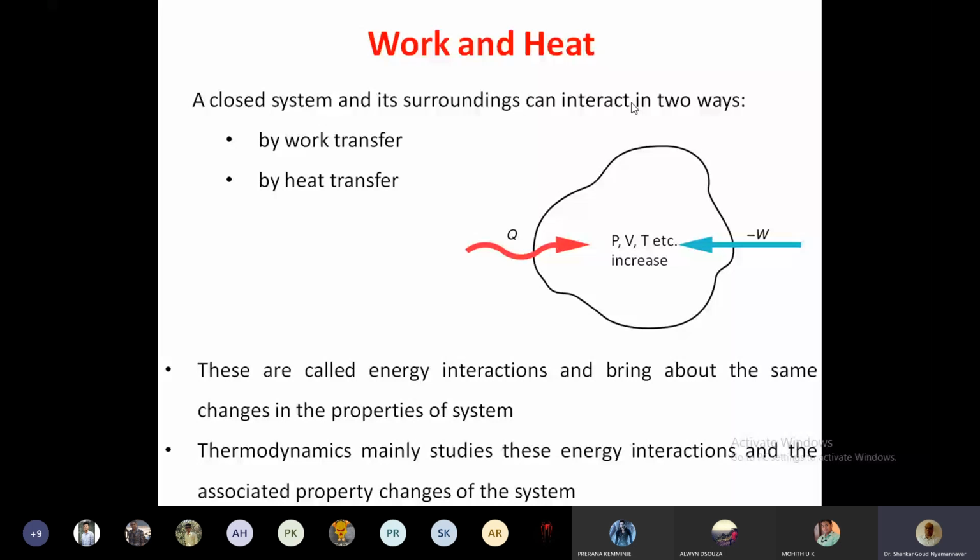And these are called energy interactions. Both work and heat are called energy interactions and bring about the same changes in the properties of the system. So thermodynamics mainly studies these interactions and the associated property changes of the system. That's what we said. Thermodynamics is basically the study of these energy interactions and the property changes. Whenever there is energy interaction, there is a property change.